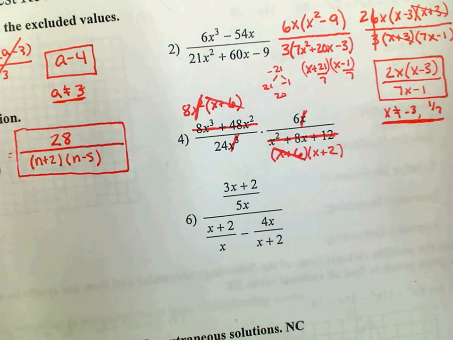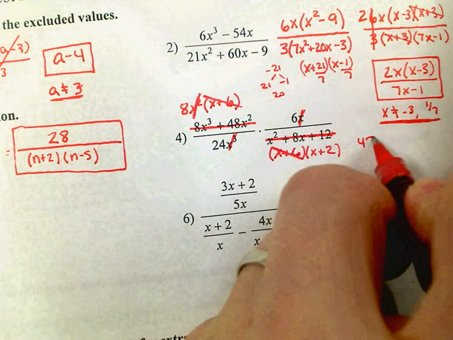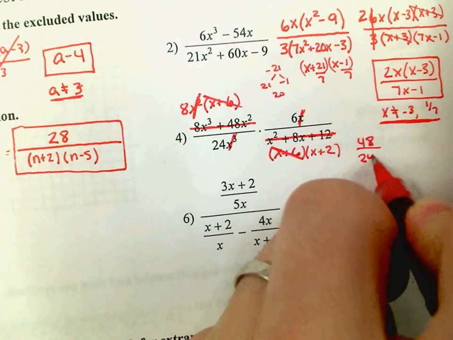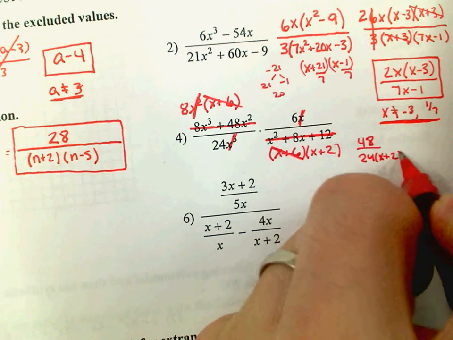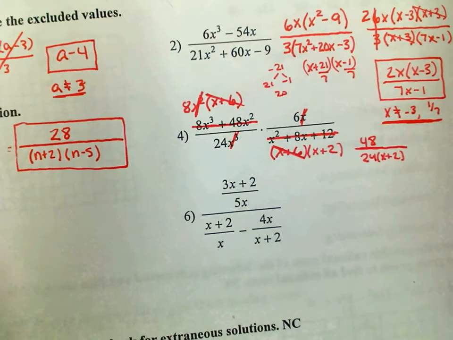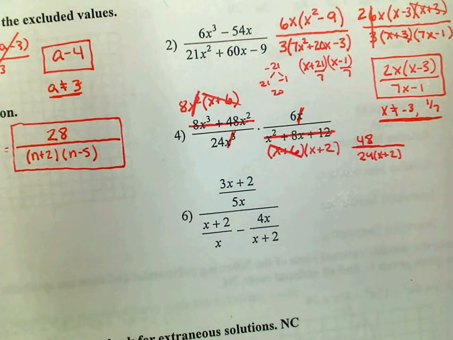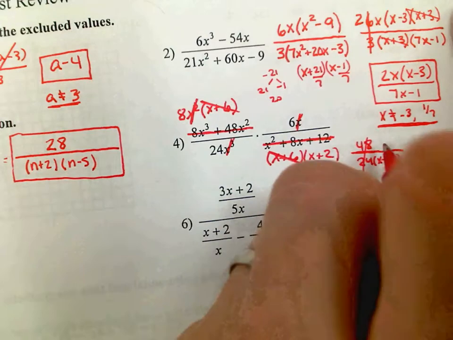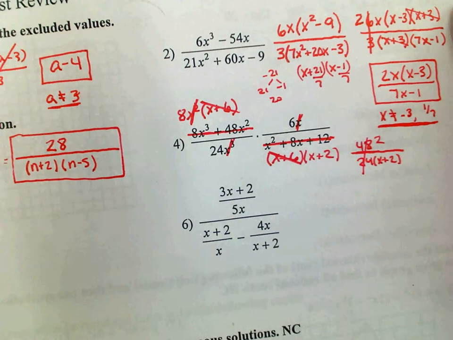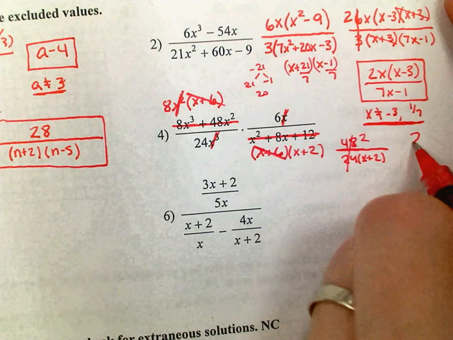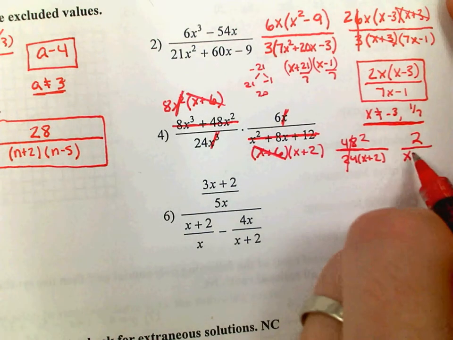8 times 6 is 48. So I've got 48 divided by 24, and then an x plus 2. Now 48 divided by 24 is just 2. So those can actually cancel as well, leaving me with just 2. So my final answer is 2 divided by x plus 2.